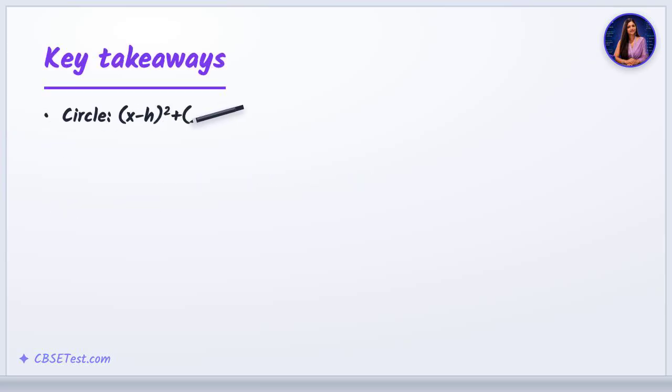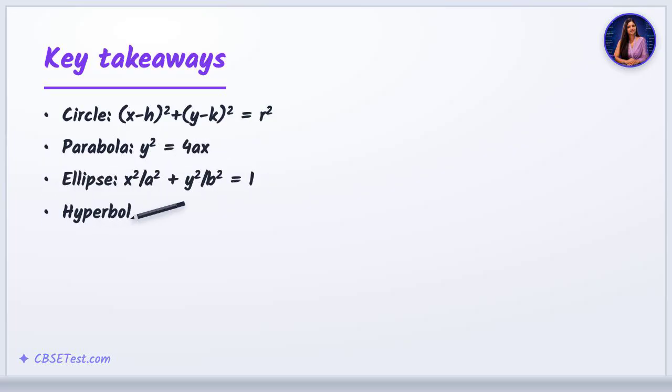To recap, the conics are the circle, parabola, ellipse, and hyperbola, each with a standard equation. Watch the signs. Plus for the ellipse, minus for the hyperbola.